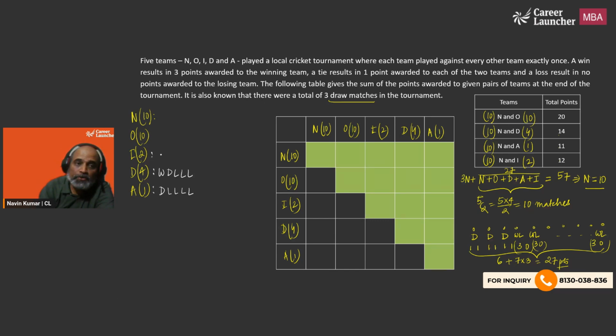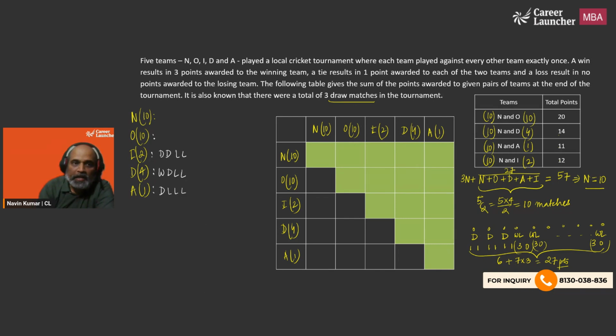Now, I's 2 will come from, there cannot be a win because a win gives a team 3 points. Since there are only two, that means there were definitely two draws, and the other matches were, sorry, there are five teams, so each team will play four matches.